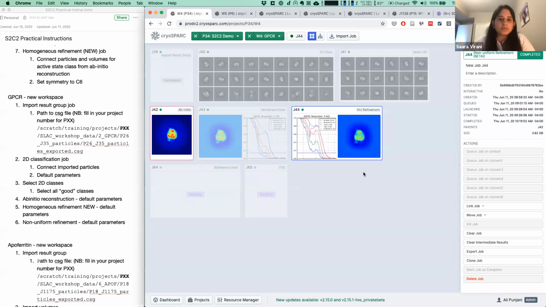Great. Two more questions on non-uniform refinement. Are there any parameters that we would want to adjust in non-uniform refinement if we were working with a membrane protein in detergent versus one in a nanodisc? Is that something that we can say right now, or is that also a matter of experimentation?